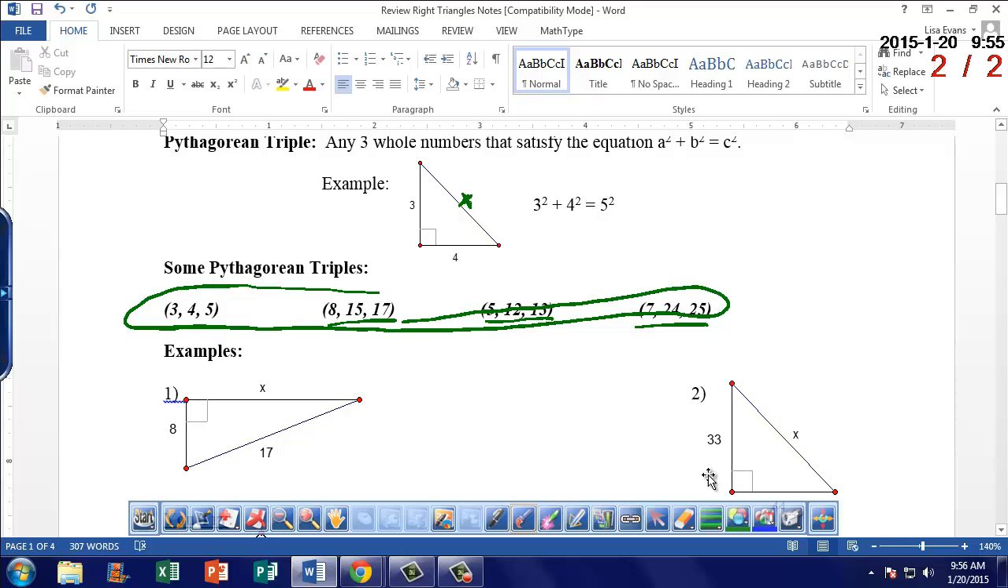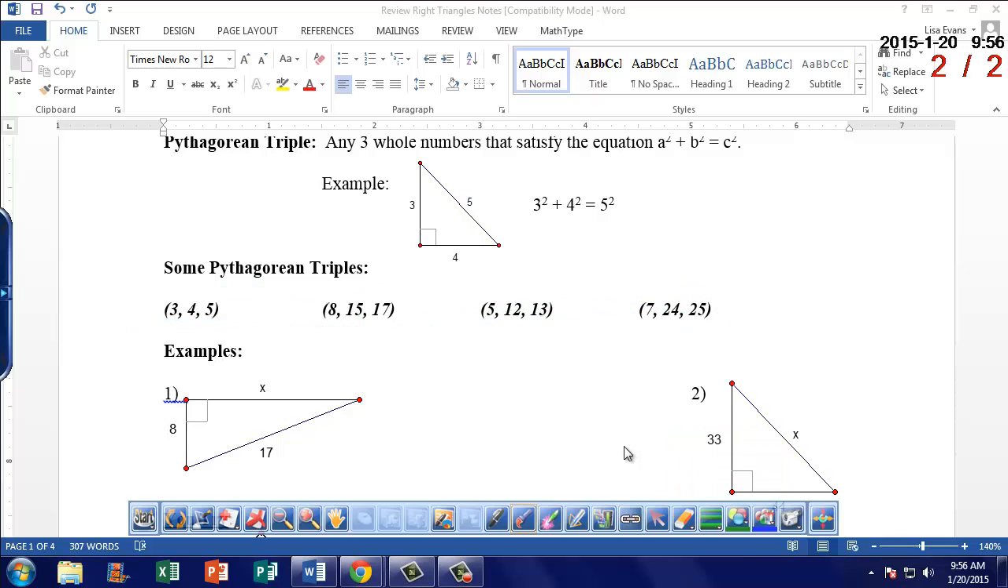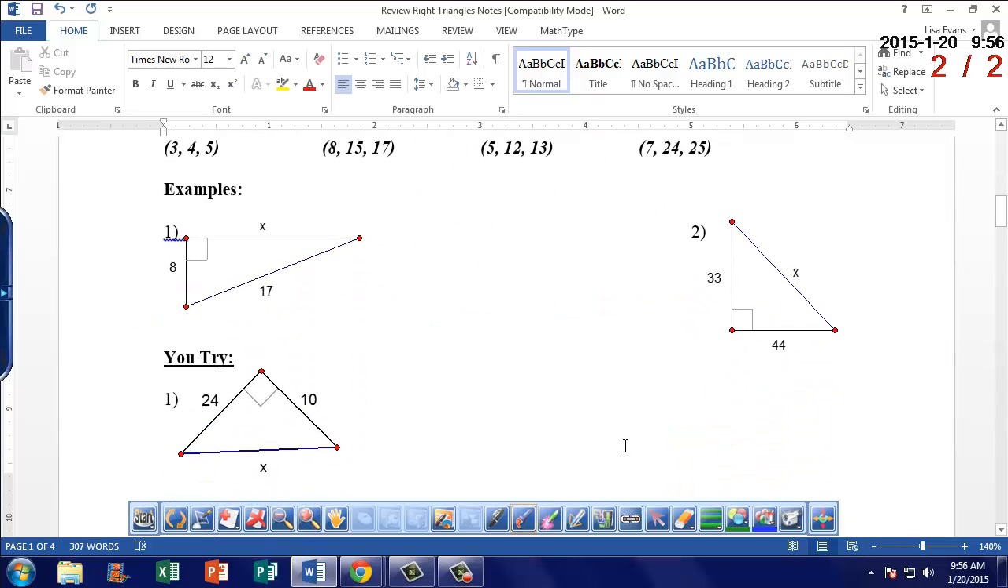So we're going to go ahead and refresh our memories and practice it a little bit. Now, when you get good at this, you don't need to write it out. I'm just showing you what my brain is doing. So if I look here, I say, oh, I'm missing a leg. Do we have an 8 something 17 triangle? Yes, we do. We have an 8, 15, 17 triangle. So I know in this case my x is 15.